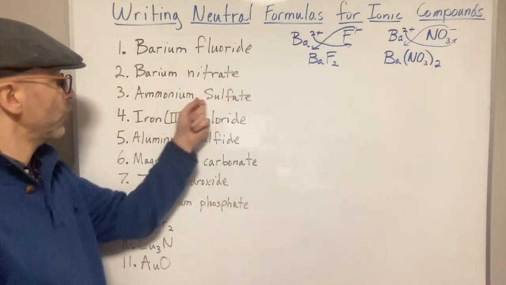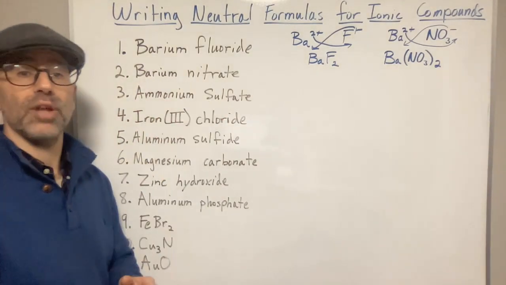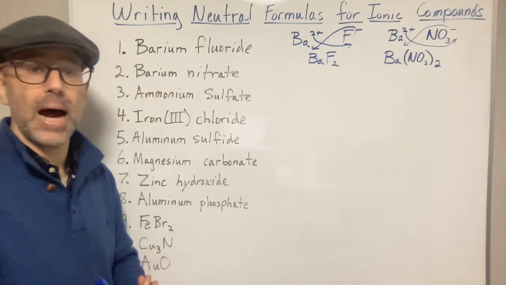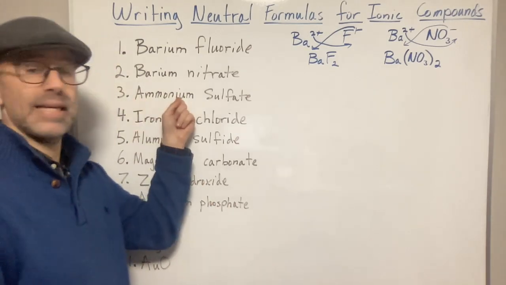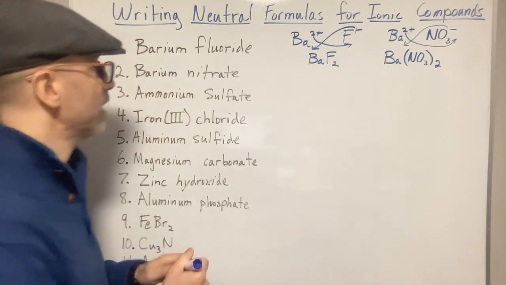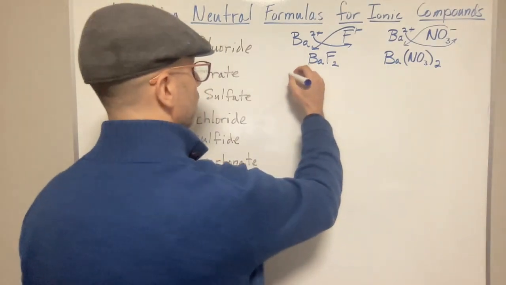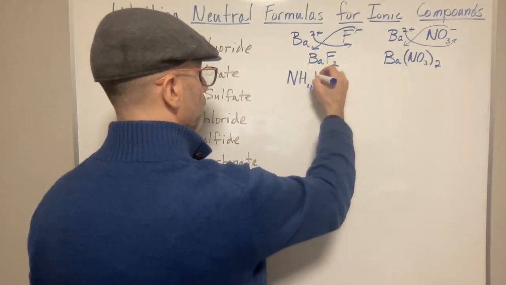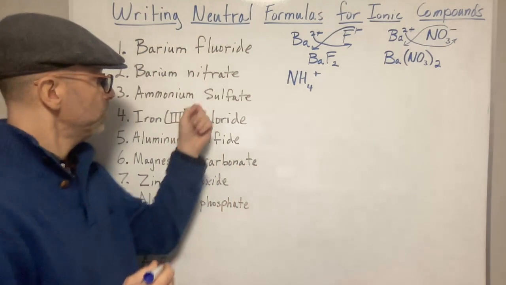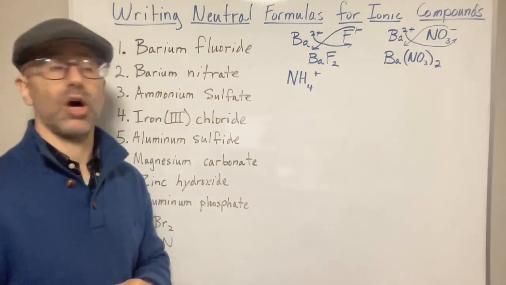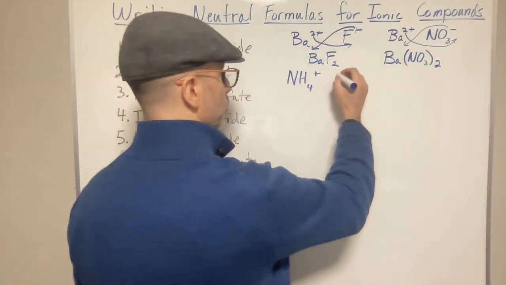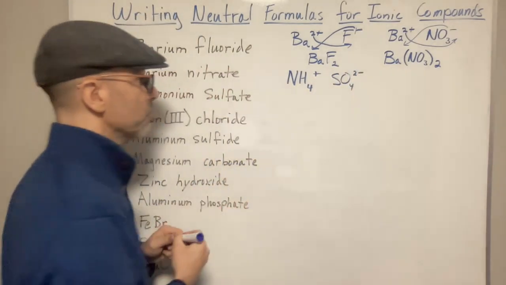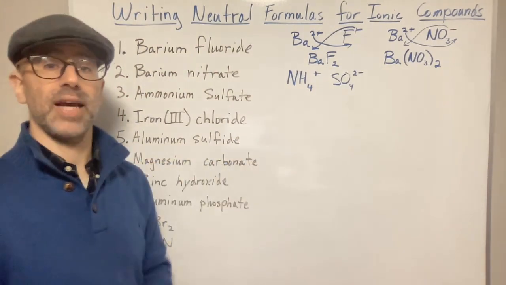Okay, number 3, ammonium sulfate. So again, we need to know the names and formulas and the charges of our polyatomic ions. Ammonium is a positive polyatomic ion, so we need to write that down. So that's going to be NH4+, that's ammonium. And then sulfate, we need to know the sulfate ion. So that's going to be SO4 2-. And so here's the positive and negative ions.